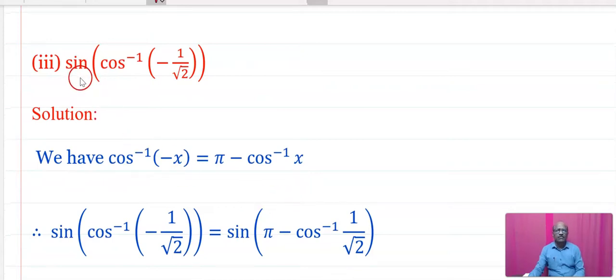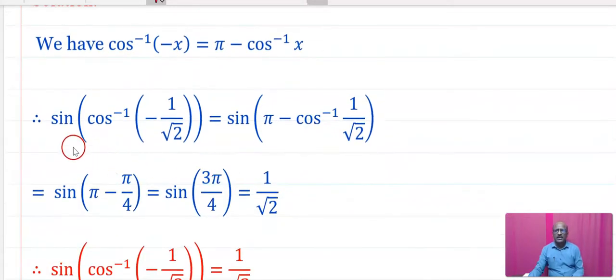Next, sine of cos inverse of minus 1 by root 2. We know again that cos inverse of minus x is equal to pi minus cos inverse of x, and therefore sine of cos inverse of minus 1 by root 2 is equal to sine of pi minus cos inverse of 1 by root 2, and cos inverse of 1 by root 2 is pi by 4.